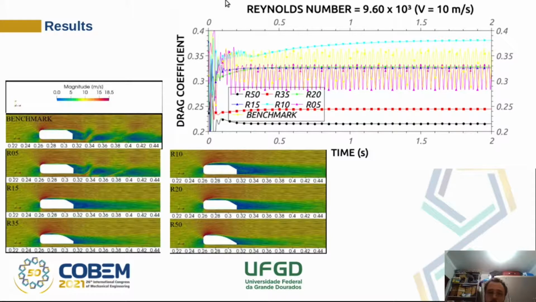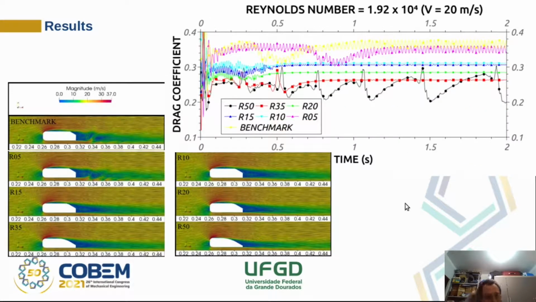As we increase the Reynolds number, we observed at the first radius here a periodic behavior, which is shown by these structures that interact with the ground, which is also moving, and this periodic behavior is present in the smaller radius. As we increase this curvature, which is the radius 35 and 50, we have a lower drag coefficient and stable behavior.